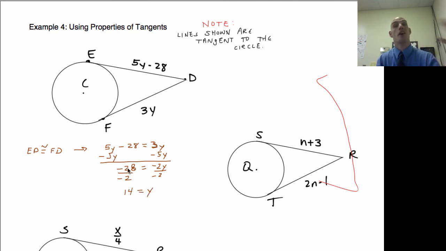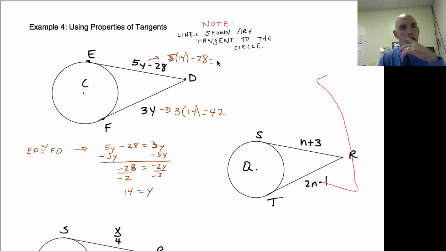Well, an easy way to check to see if I'm right is I could plug it back in. So if I put in 3y, that's 3 times 14, which is going to give me 42. So I know I need to get 42 on this side. So I do 5 times 14, minus 28. That's going to give me 70, minus 28 equals 42. So I know that I'm correct.